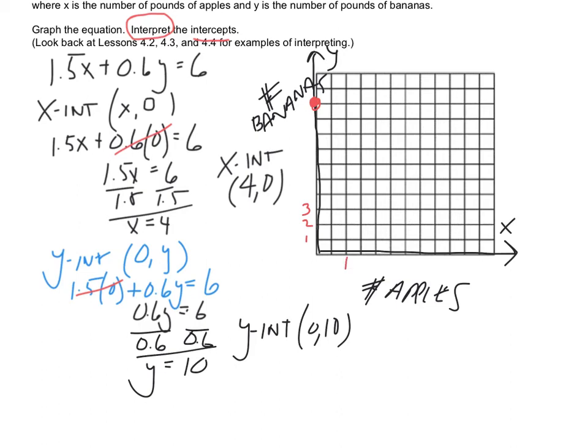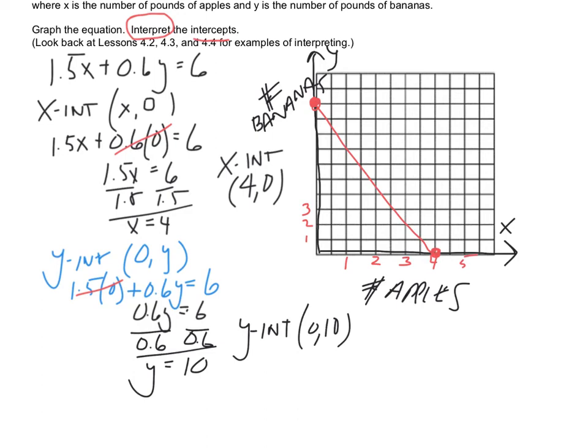Then my x-intercept only has to go out to 4, so I'm going to go every half pound just to get there. So my x-intercept is sitting right there. Now because we're only doing quadrant 1, I am only going to connect with no arrows, showing just the first quadrant right there.